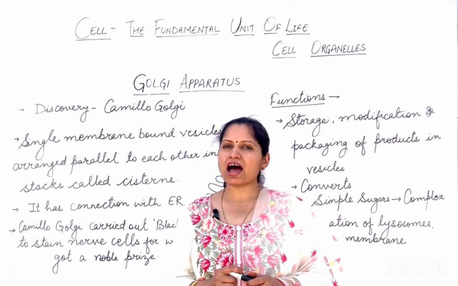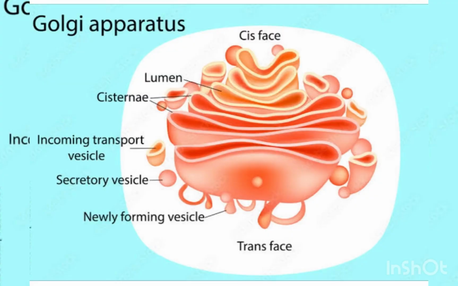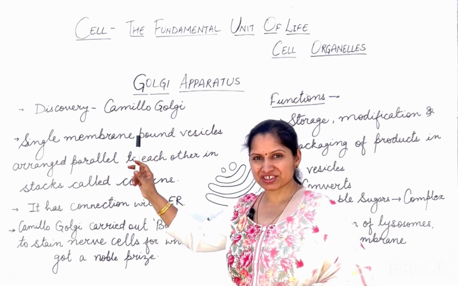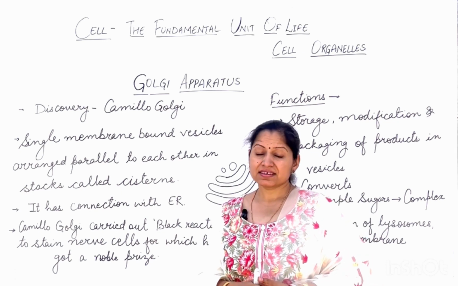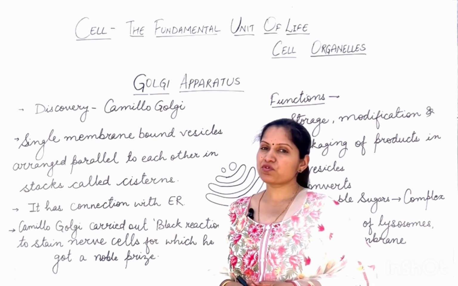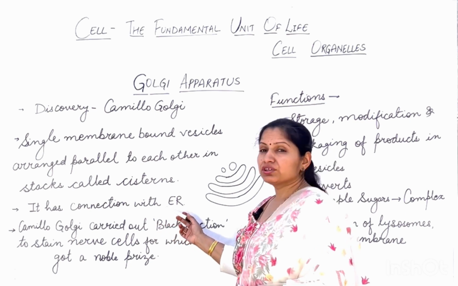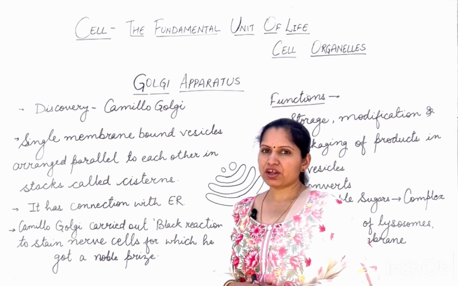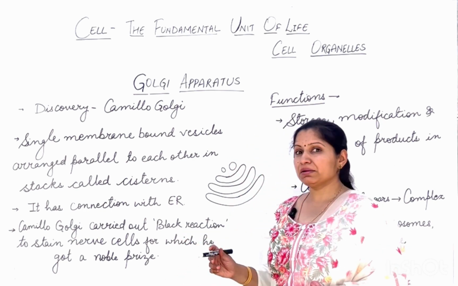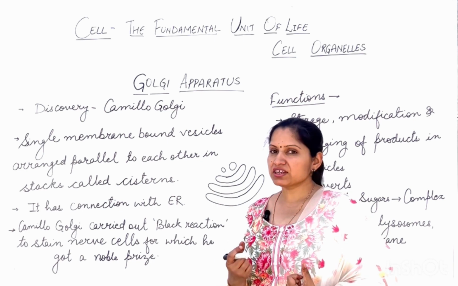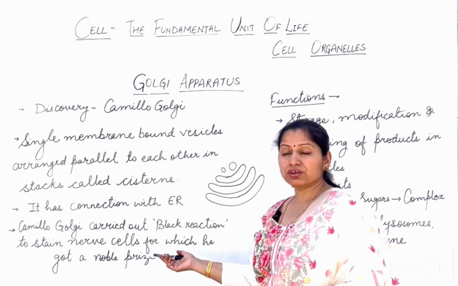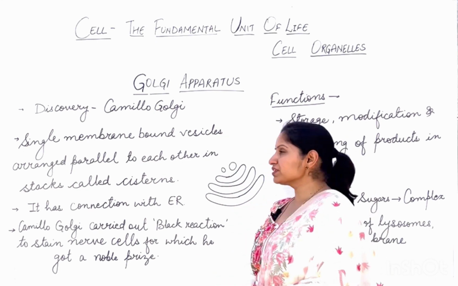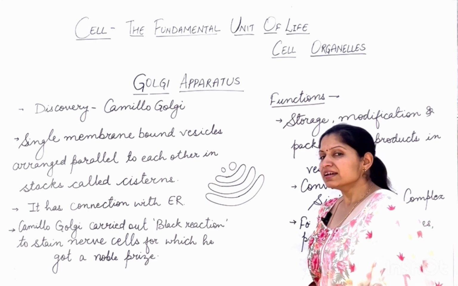Our next cell organelle is the Golgi apparatus. The Golgi apparatus was discovered by the scientist Camillo Golgi. He was a great scientist. He even got a Nobel Prize for the work he did on the staining of nerve cells. The reaction that he carried out is known as the black reaction, which helps to study the nervous system by staining a neuron. So he even got a Nobel Prize for that. It was the great scientist Camillo Golgi who discovered the Golgi apparatus.